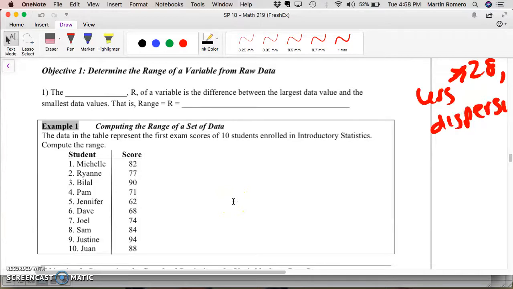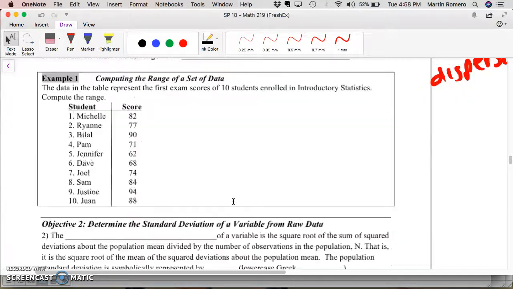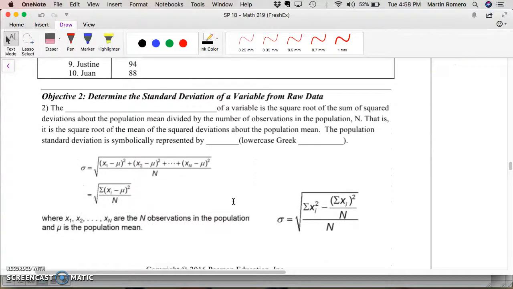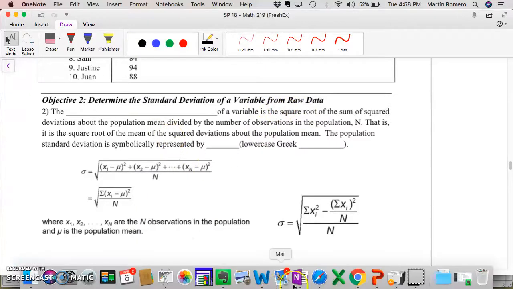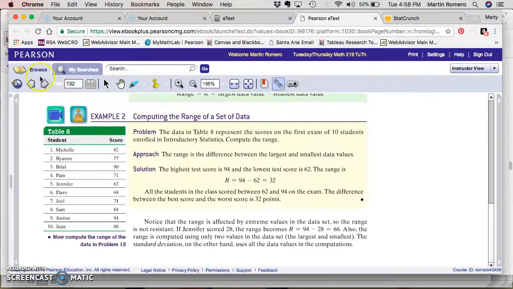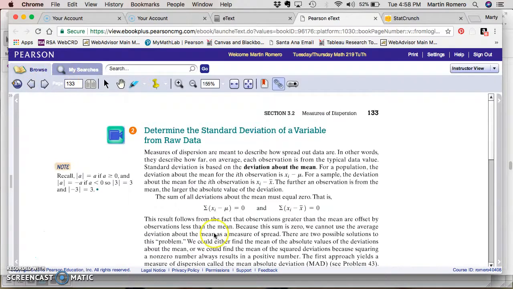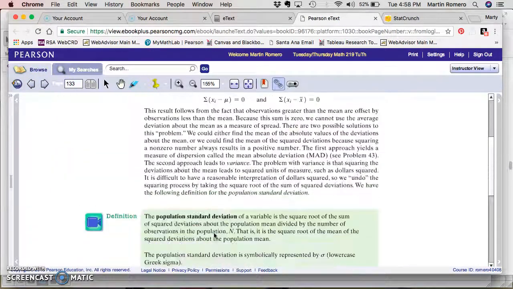You could pause this video and do that and take care of it. Another way that looks definitely more complicated is through what's called the standard deviation of a variable from raw data, and you have all this information. So again, you can see from your notes, or from your book, standard deviation.